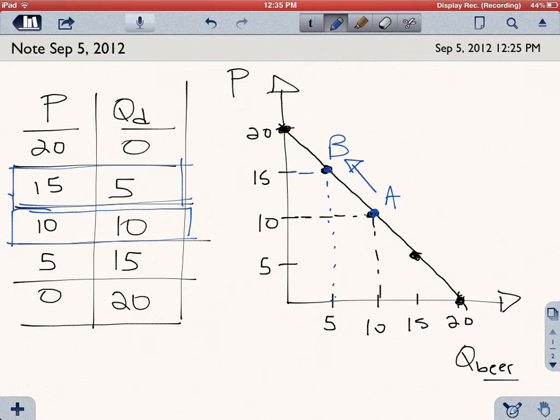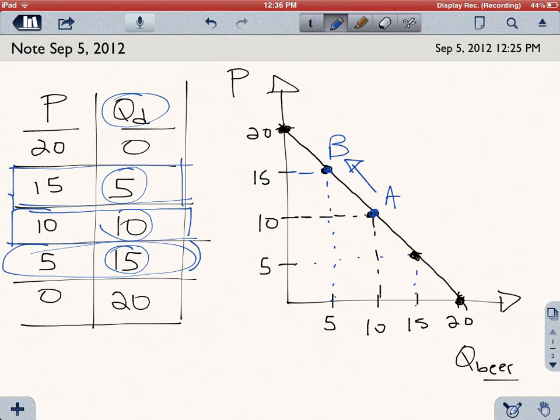The same thing, if the price goes down to 5, then you will be at this point, 15, which will be a movement to this point right here in the table. But the numbers in the table are the same. That's movement along the curve, and what is changing, like you see, is the quantity demanded. From before it was 10, now it's 15. Before it was 10, now it's 5, if the price increases.